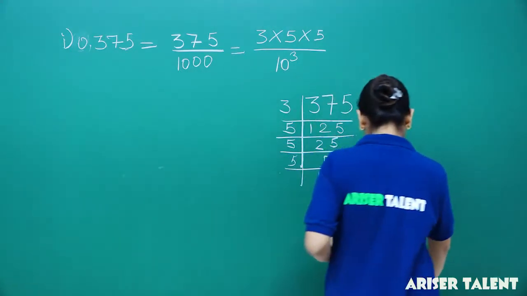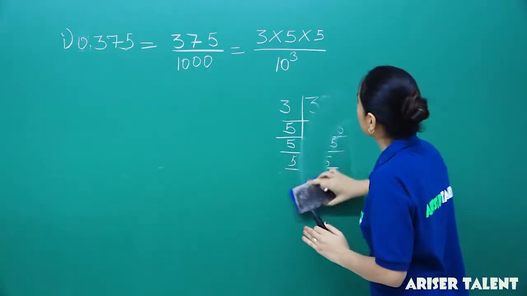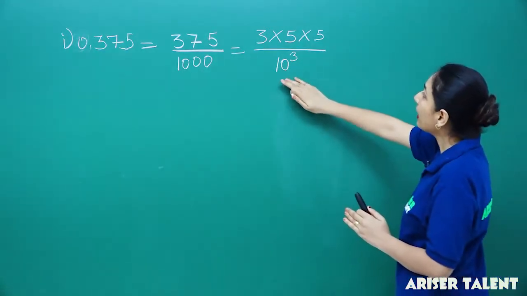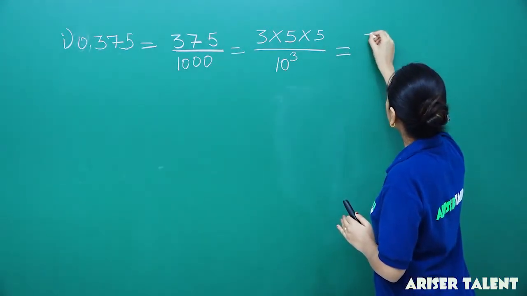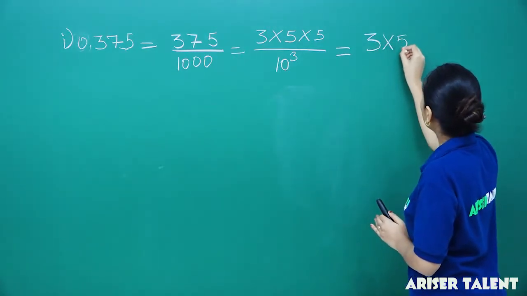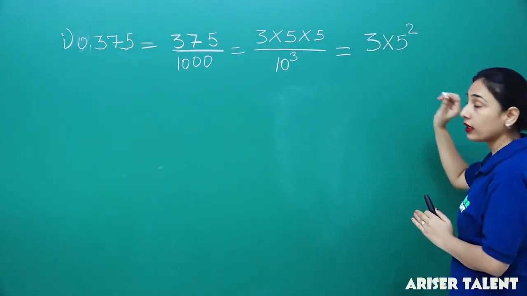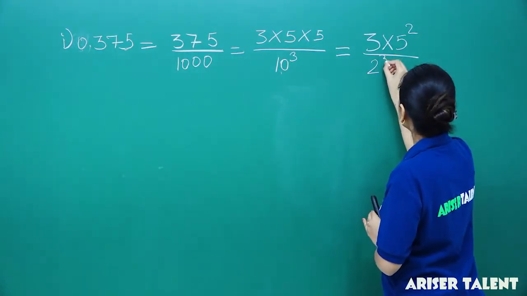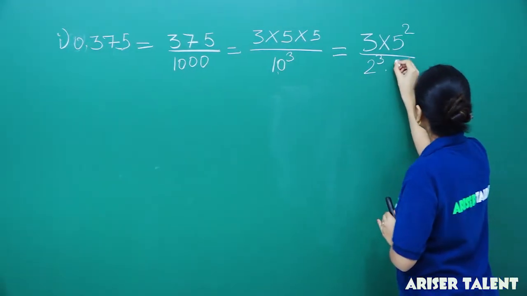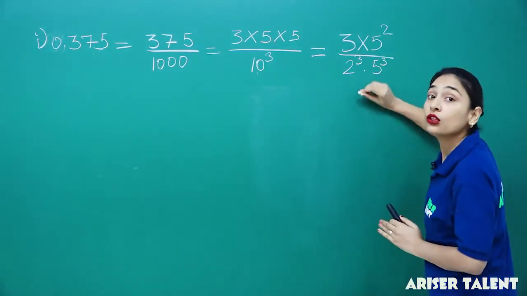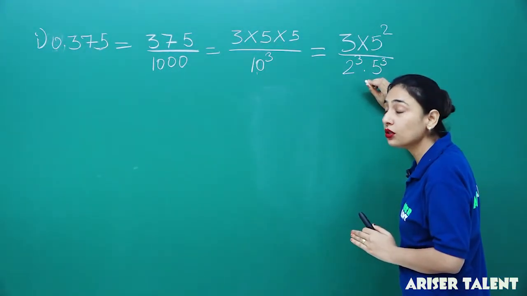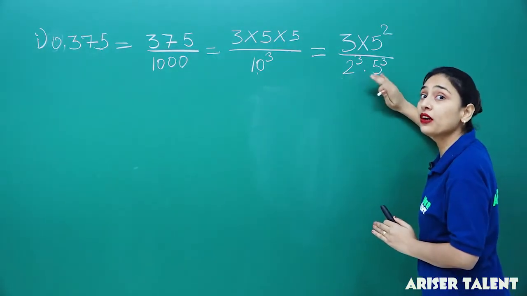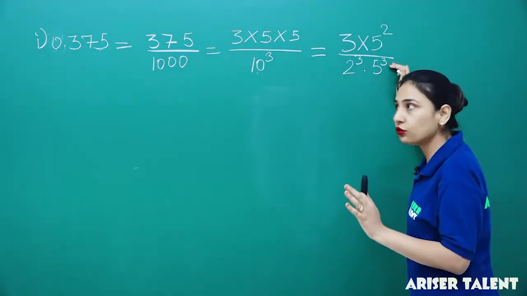Now, how can you rewrite it? 3 into 5 raised to power 2. And the denominator 1000 we can factorize as 2 raised to power 3 multiplied by 5 raised to power 3. So the denominator is in the form of 2 raised to power 3 and 5 raised to power 3.